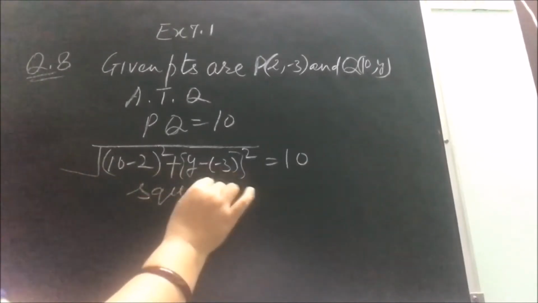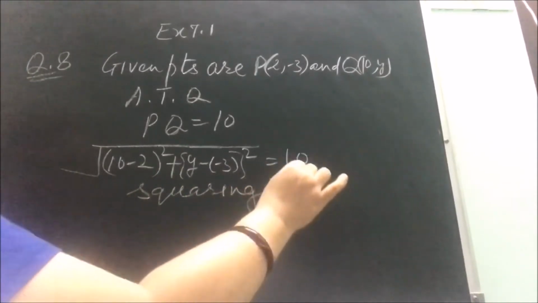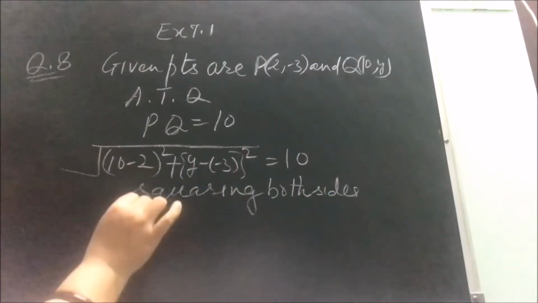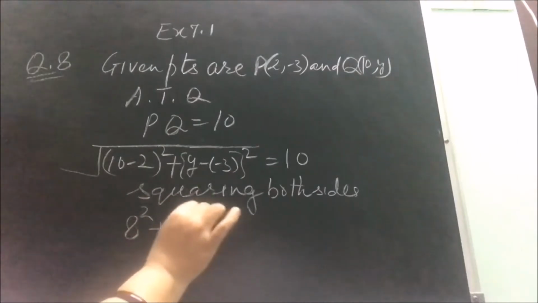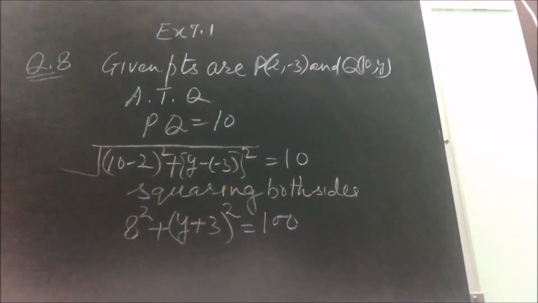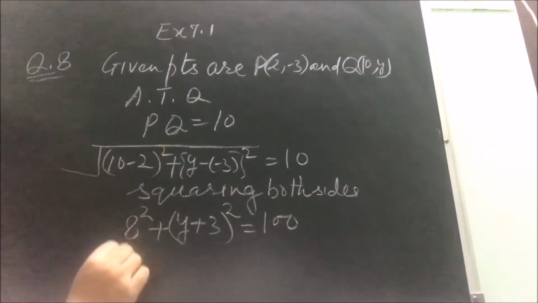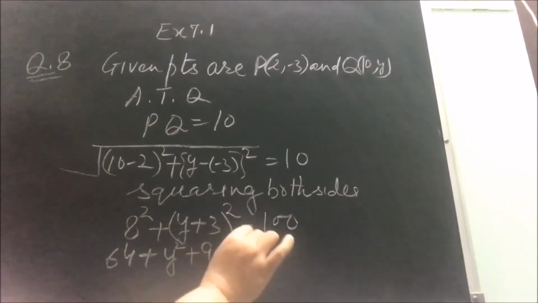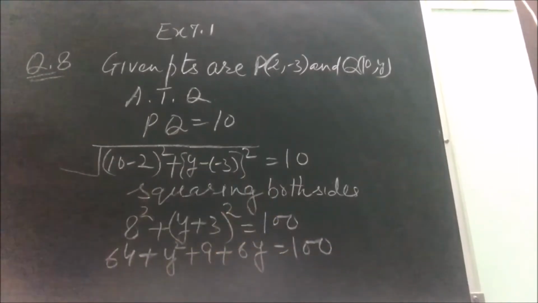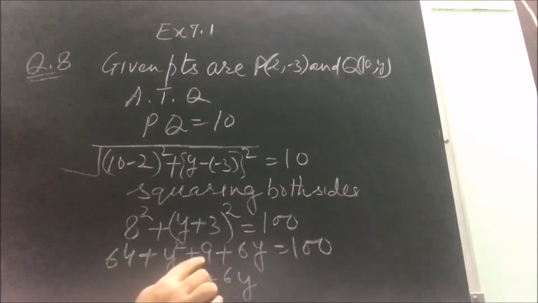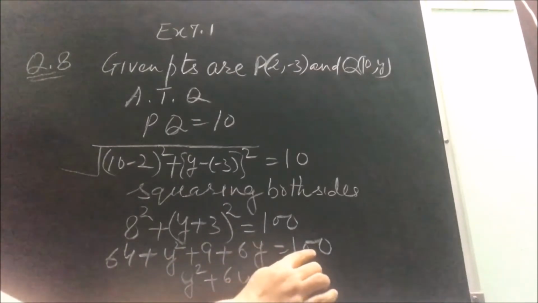Then squaring both sides, because we want to eliminate the square root, we have 8 square plus (y plus 3) whole square is equal to the square of this, that is 100. Now simplify it. 8 square is 64. Apply (a plus b) whole square, a square plus b square plus 2ab. Then collect the like terms: y square plus 6y, 64 plus 9 is 73, and this is 100.